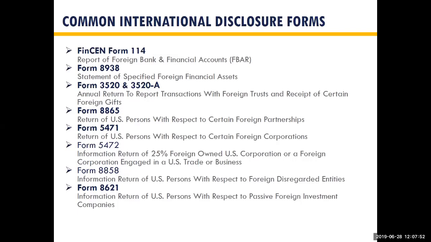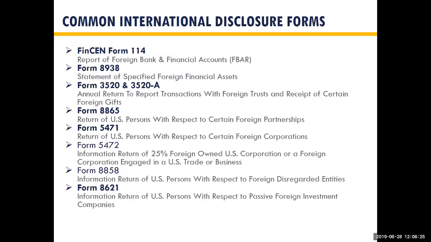A lot of people wonder why the U.S. would require so many different international informational returns or reports and information. The U.S. government requires these forms for a variety of reasons. One is to fight financial crimes such as money laundering, tax evasion, and also to combat support of terrorism. And so as a result, you'll see very significant civil penalties and sometimes criminal penalties associated with a failure to file these forms, which we'll go over next.